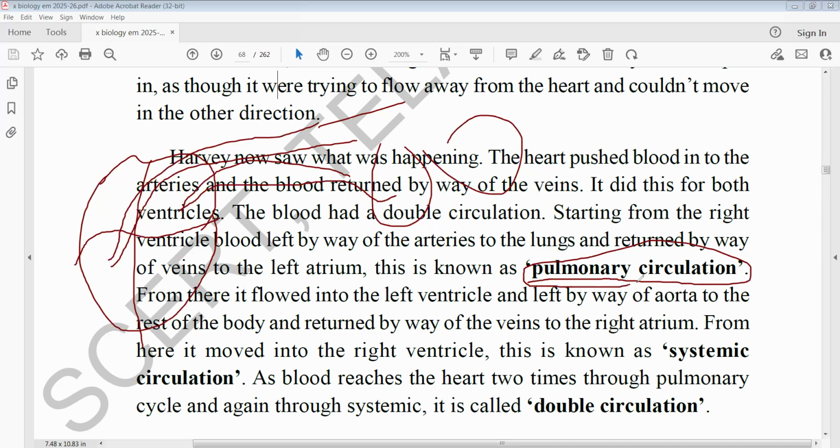Why? Because the heart sends blood to the lungs for purification, where deoxygenated blood is converted into oxygenated blood. This oxygenated blood is carried by the pulmonary vein from the lungs to the left auricle, and from there it flows into the left ventricle.